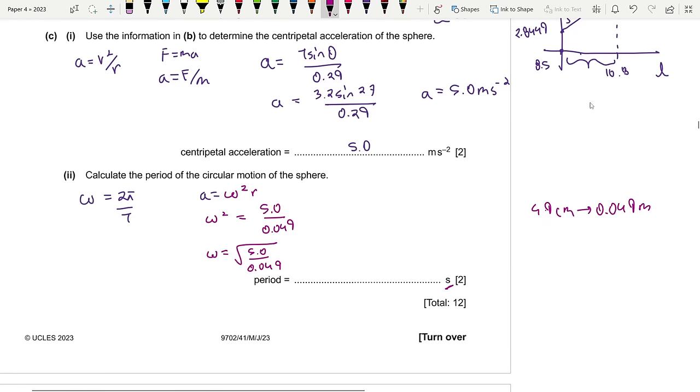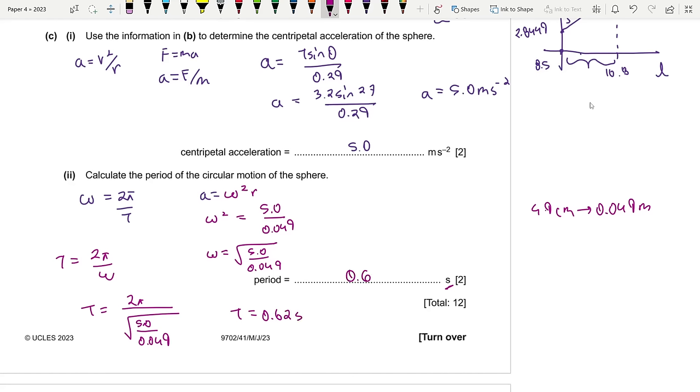Fine. Now, if you input this here, T is actually equal to 2 pi by omega. So T is equal to 2 pi divided by root over 5.0 divided by 0.049. So let's solve that. 5 divided by 0.049, root over the answer, then 2 pi by the answer, which gives you an answer of 0.62 seconds.